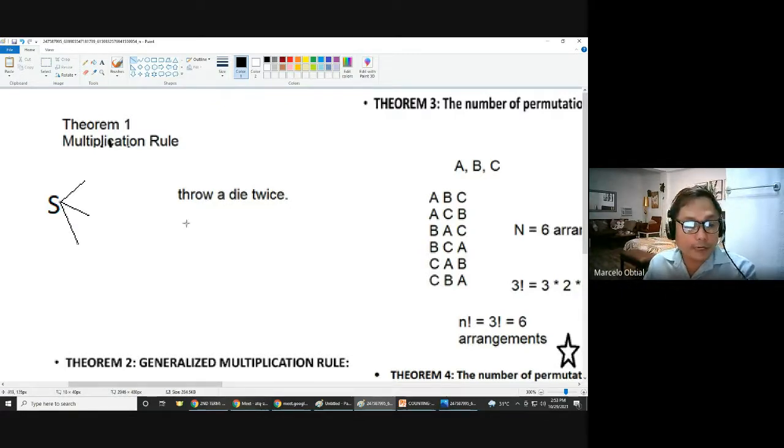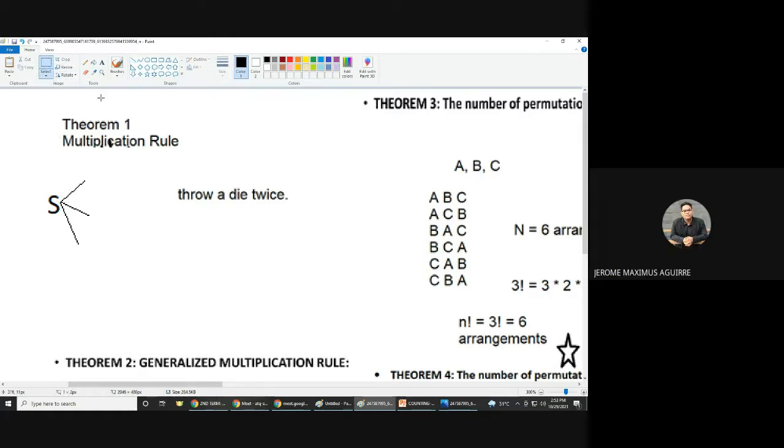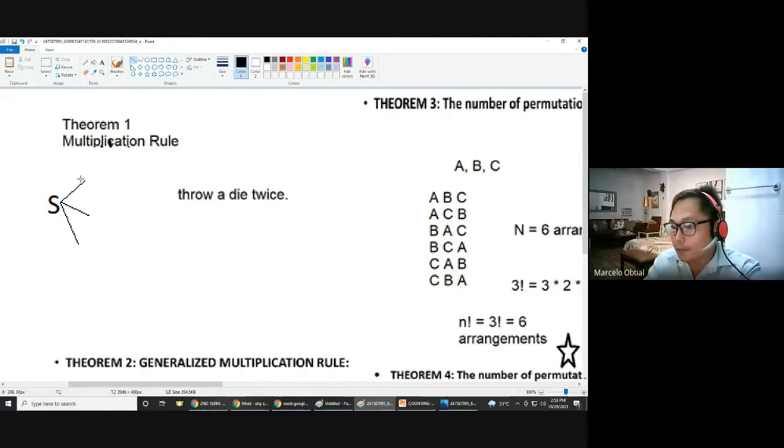Sa first na throw, ilan yung possible outcomes? 36 po. Ay, 6, sir. Okay, 6. Kasi pag i-throw mo yung die, possible 1 lalabas dun sa top, no? Pwedeng 2, pwedeng 3, pwedeng 4, pwedeng 5, pwedeng 6. So, i-count mo yung possible outcomes. There are only 6. That is why 6 yung ating branch dito. It's a tree diagram, no?